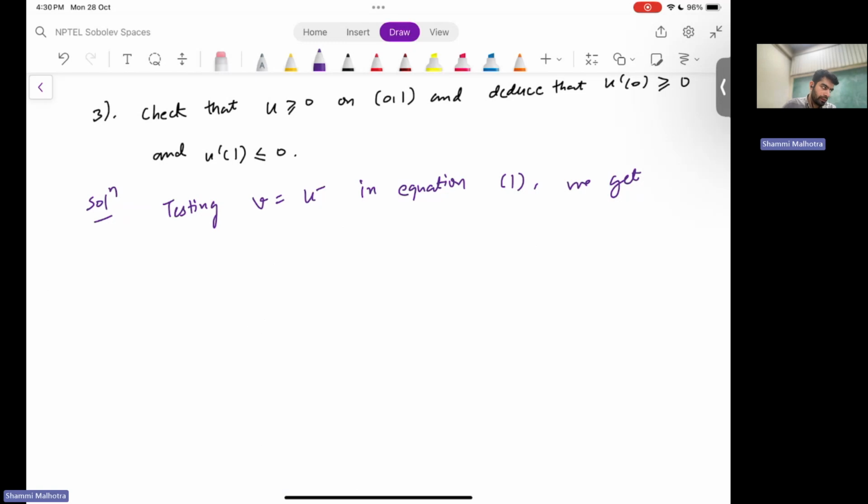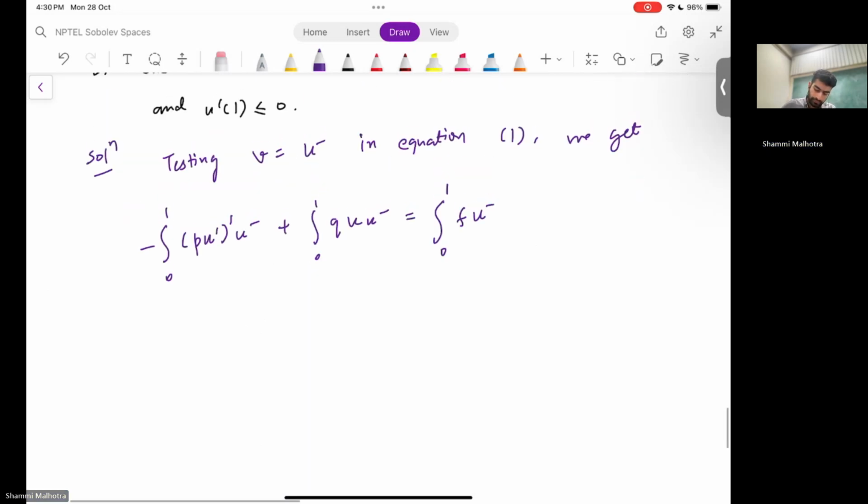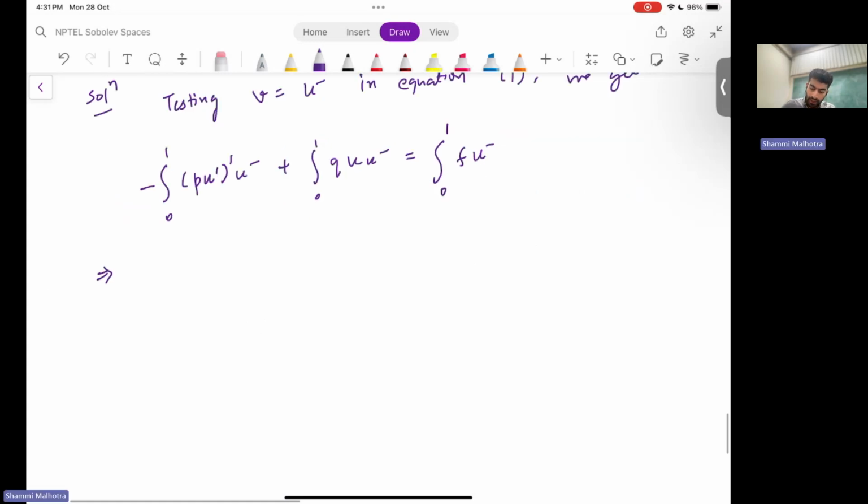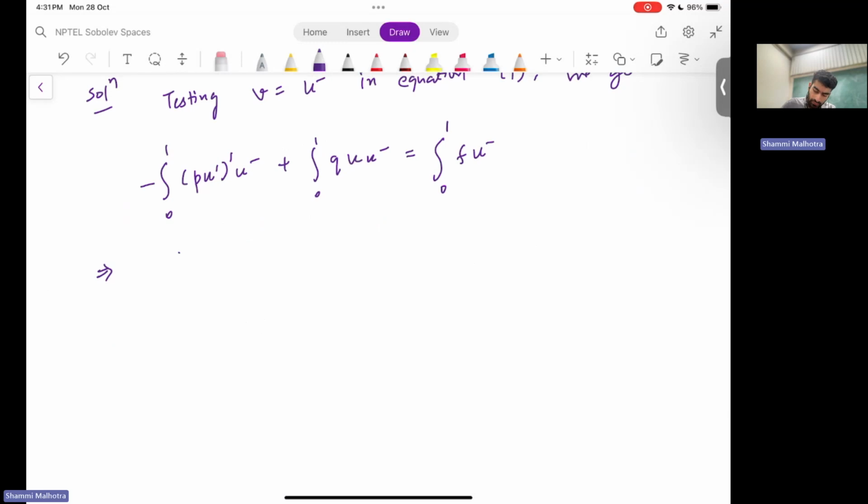So we will get integration 0 to 1 minus p u dash whole dash u minus plus integration 0 to 1 q u into u minus equals integration 0 to 1 f u minus. And what does this basically imply? This implies we have integration 0 to 1 p u dash into u minus whole dash plus integration 0 to 1 q u plus minus u minus equal to integration 0 to 1 f u minus.